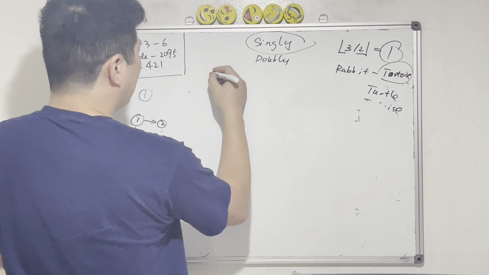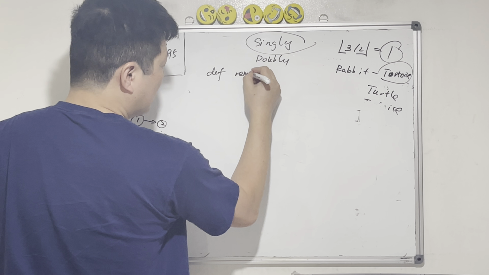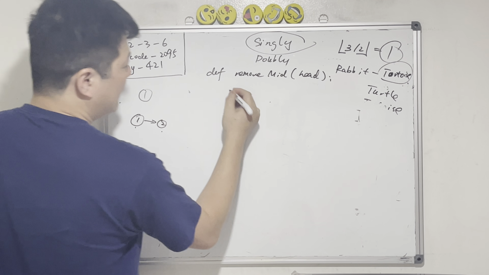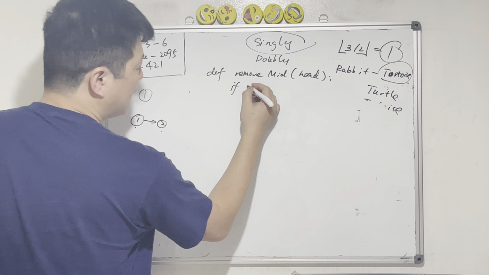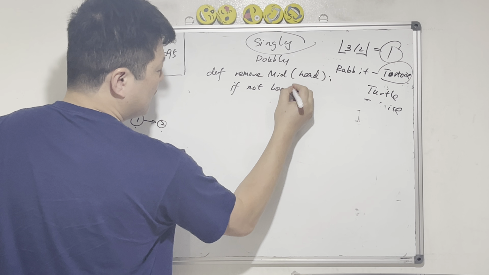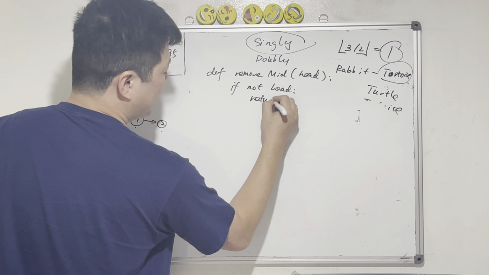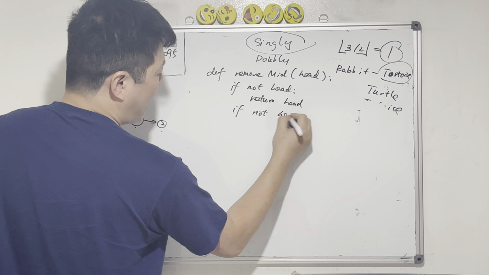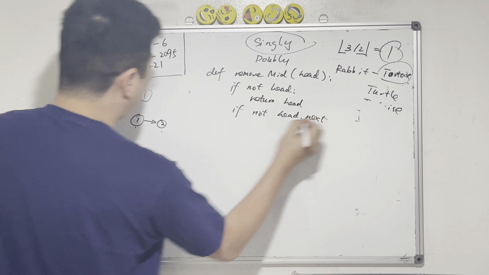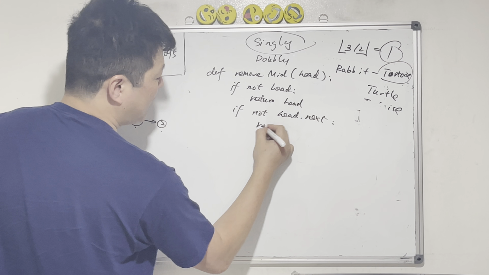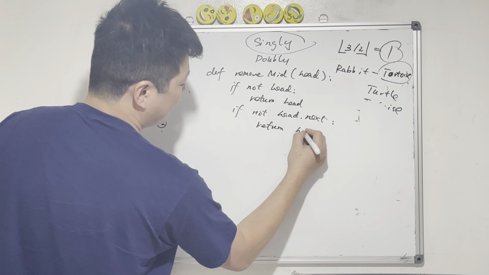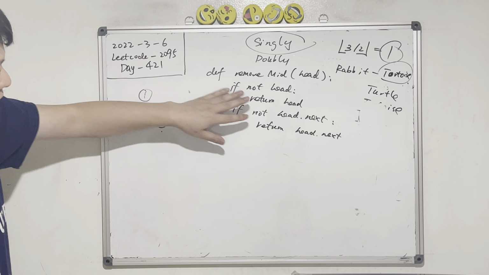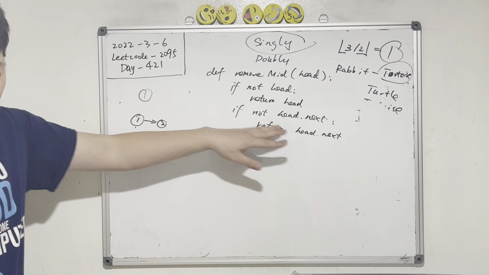Okay, let's do it. Define removeMiddle, and we have this head. If not head, return head. If we are given nothing, we just return it as it is. If not head.next, so if there's one single node, then we just return head.next. Easy. These are the two special cases: if nothing, then return nothing; if there's only one single node, then return empty.